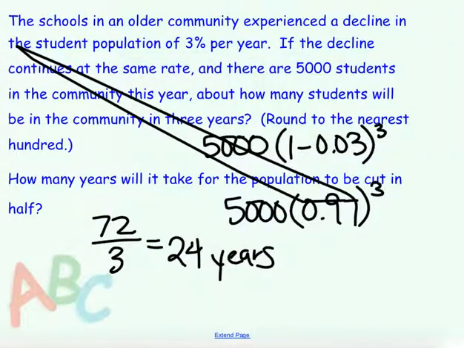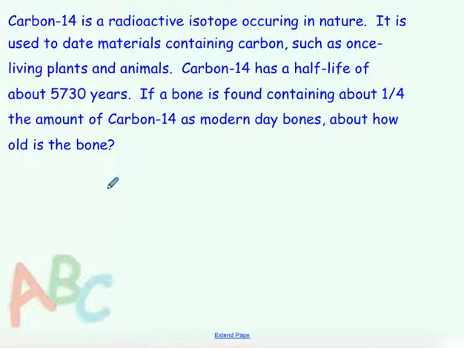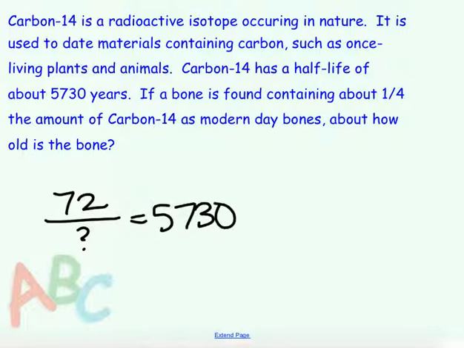All right, let's just look at 1 or 2 more examples. We'll do this one quickly. Carbon-14 is a radioactive isotope occurring in nature. It's used to date material, such as once living plants and animals. It has a half-life of 5,730 years. So someone has taken this rule of 72 and said some amount of decline equals 5,730 years. Okay, so they've figured that out. We know how long it takes to decrease it by half.